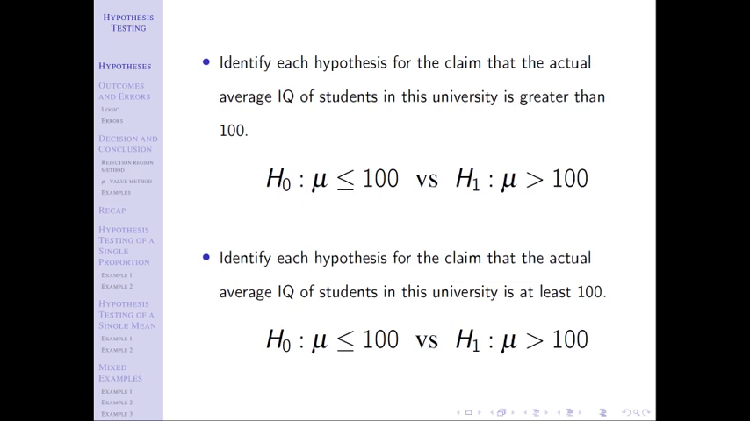And of course, just note, while we only did examples here using mu, the same thing would hold true for any parameter, whether that's p, sigma, sigma squared, right? Any population value, the same thing applies. We could take this last example and it could say identify the hypotheses for the claim that the actual variance of IQs of students in this university is at least, I don't even know what would be a reasonable variance, we'll call it 100, doesn't even matter. And it'd be the same thing, except instead of having mu, I would have sigma squared, because that would be the symbol for the population variance. So it applies no matter what the parameter happens to be.